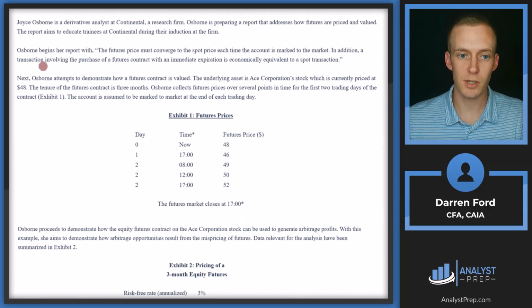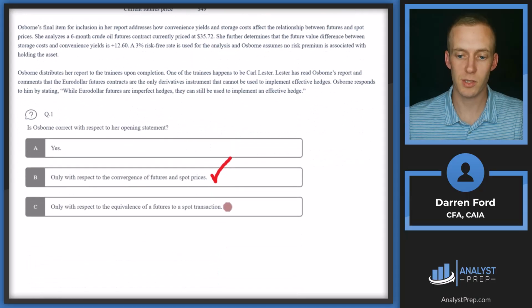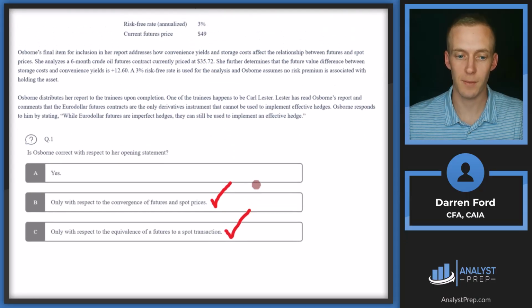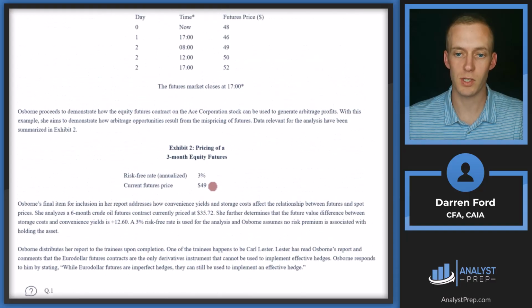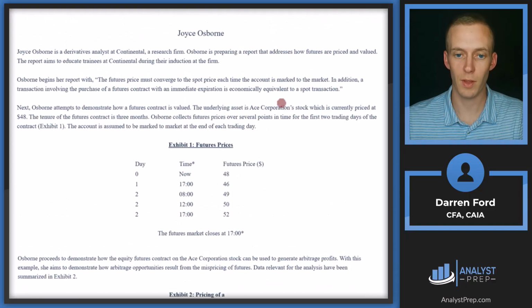And then in addition, a transaction involving the purchase of a futures contract with an immediate expiration is economically equivalent to a spot transaction. And that's corresponding right here to answer C. So we've got two parts to this statement, and we need to determine which of these are correct, or if not, both of them. So looking at the first statement, the futures price must converge to the spot price each time the account is marked to market.